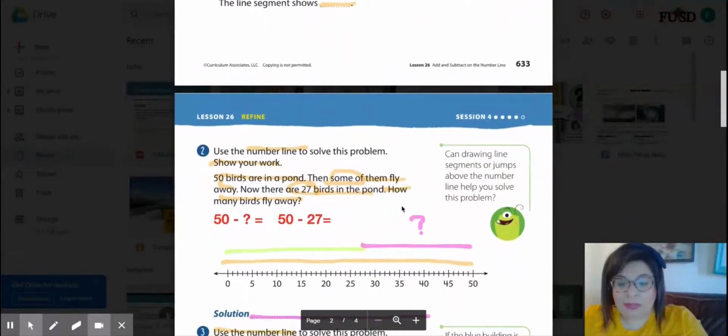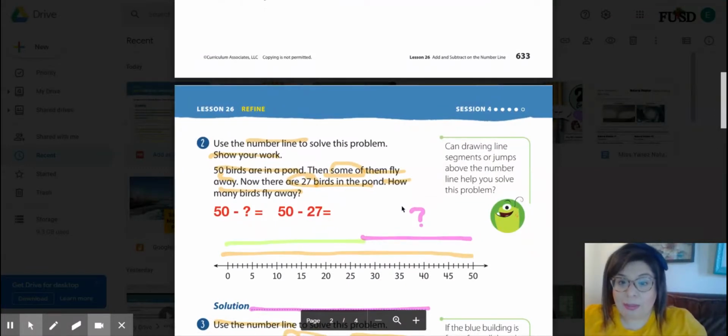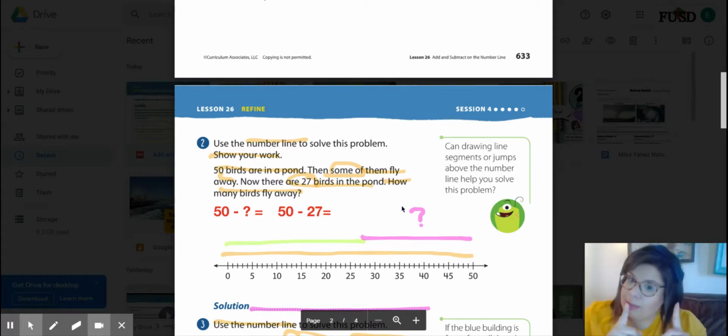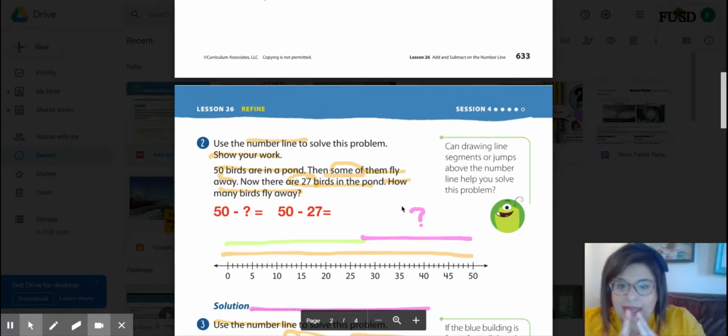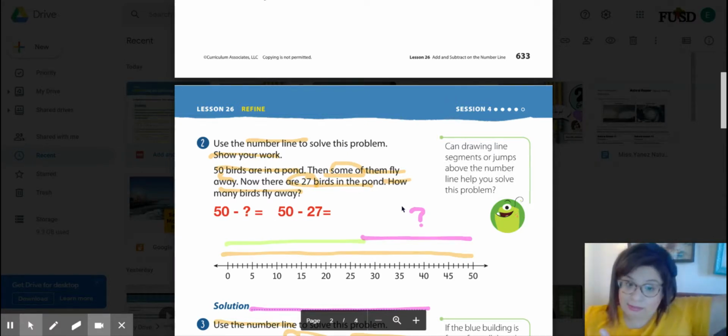Number 2. Use the number line to solve the problem. Show your work. I love how it says use the number line. So I'm going to read the problem. Here's the problem. And I already annotated, so I did some of the hard work for you. 50 birds are in a pond. Okay, my brain, there's 50 birds in a pond. I see them. Then some fly away. How many? Some. Now there are 27 birds in the pond. How many birds fly away?